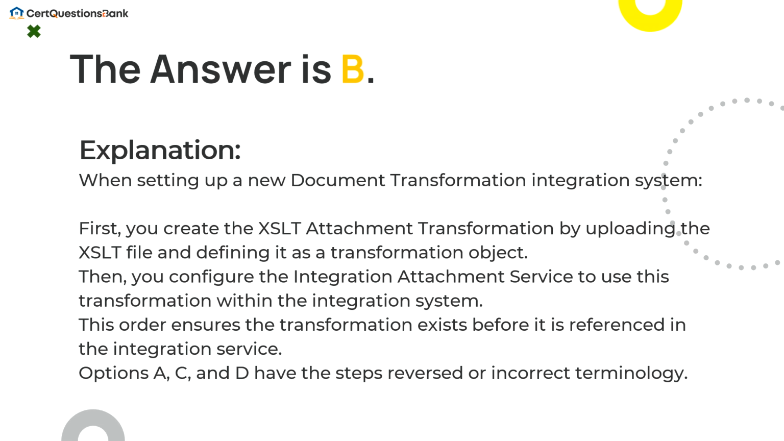The answer is B. When setting up a new document transformation integration system, first, you create the XSLT attachment transformation by uploading the XSLT file and defining it as a transformation object. Then, you configure the integration attachment service to use this transformation within the integration system. This order ensures the transformation exists before it is referenced in the integration service. Options A, C, and D have the steps reversed or incorrect terminology.